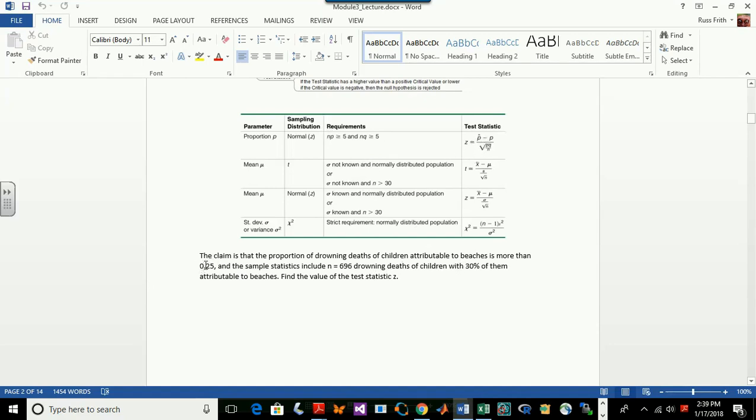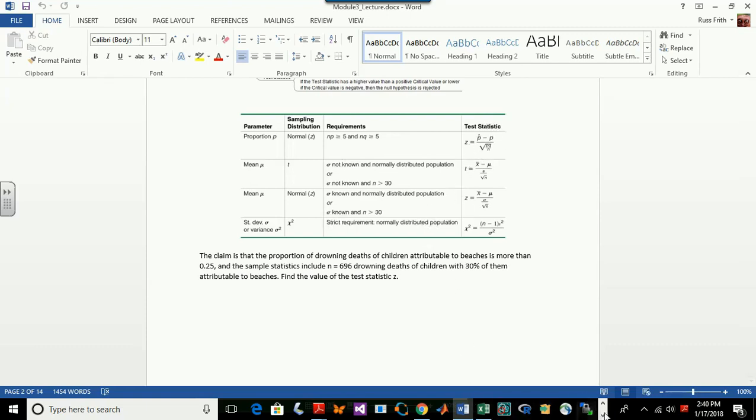So P is 0.25. A fourth of 696 is greater than 150, you can roughly estimate it. So that's much greater than 5. Likewise, Q is 0.75, and 3/4 of 696 is much greater than 5. So I'll go for the computation of the Z statistic.